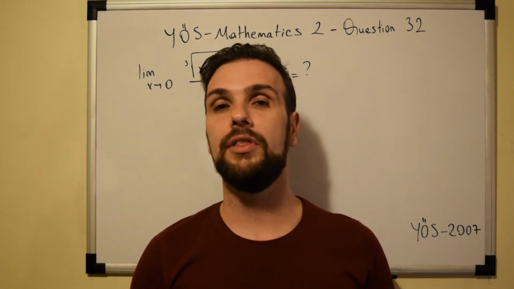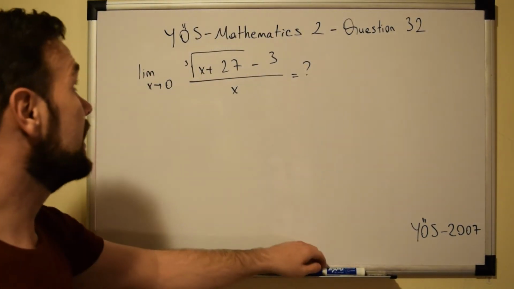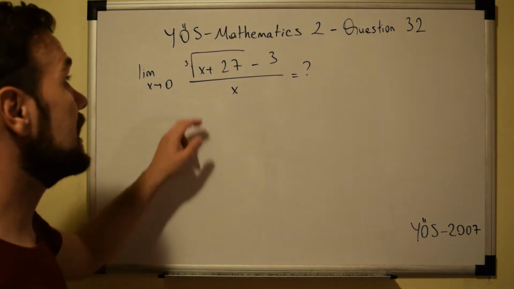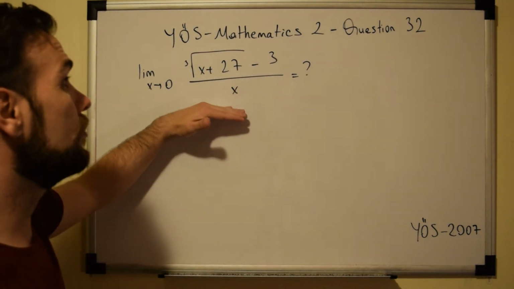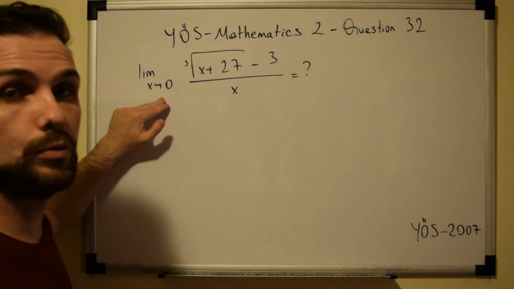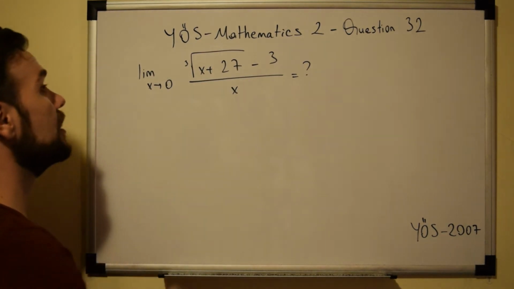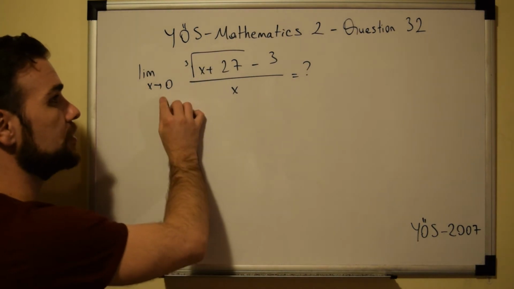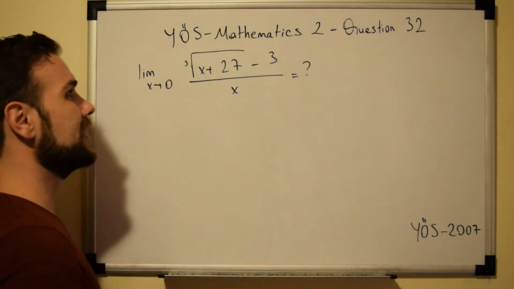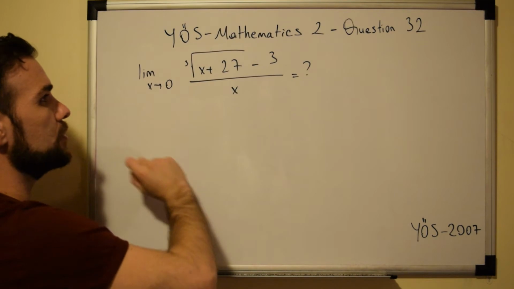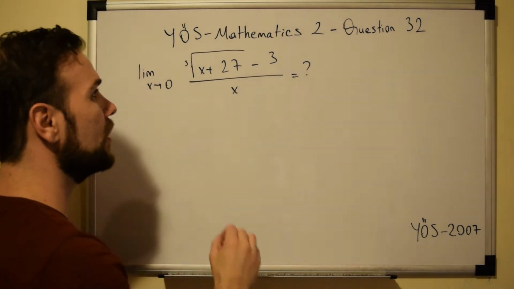Welcome to question number 32. In this question we have the limit of the third root of (x plus 27) minus 3, over x, as x approaches 0. The mistake that many students make is to replace x with 0. Why is it a mistake? Let's replace x with 0, and we will immediately understand why that is wrong.